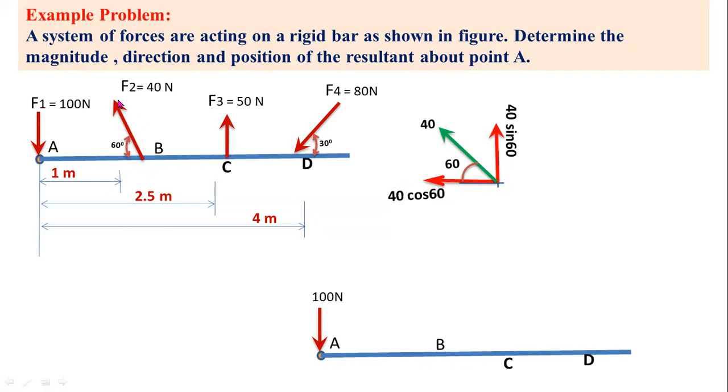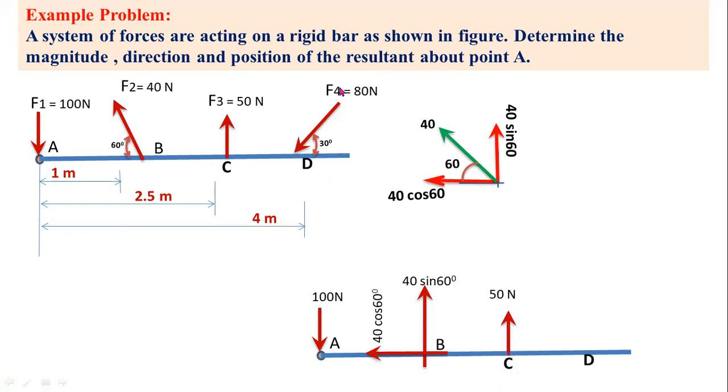So here I converted this inclined force into X component and Y component like this. Here this is the Y component, Y component equal to 40 sin 60. And this is the X component, 40 cos 60, the X component at point B. Now you have to consider this 50 Newton force as it is at point C.